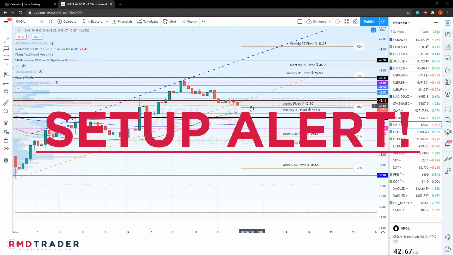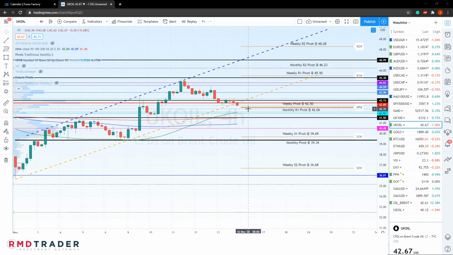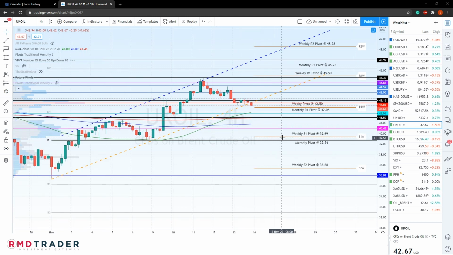This could potentially trigger a bear flag, meaning that should price perhaps break below this weekly pivot, we also have some additional support at 42.06, but should price break below that, that could see a sell-off towards support in between maybe the monthly pivot at 39.34 and this weekly S1 pivot at 39.69.